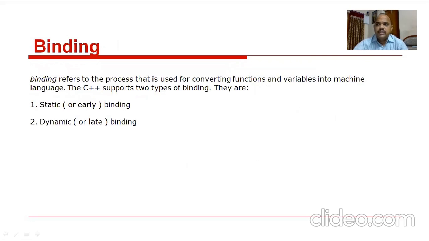Then so binding. What is binding? Here simply binding refers to the process that is used for converting functions and variables into machine language. The C++ supports two types of bindings.